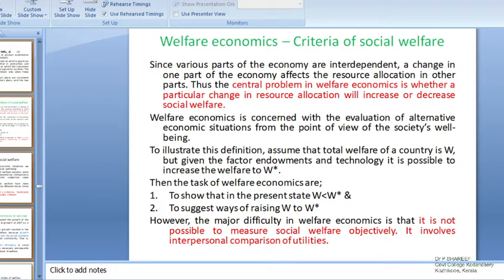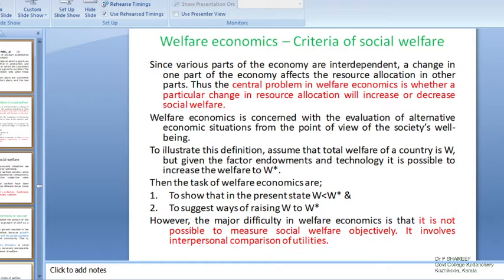To illustrate this definition, we can assume that total welfare of the country is W, but given the factor endowments and technology, it is possible to increase welfare to W star. That means actual production is W and potential production is W star.